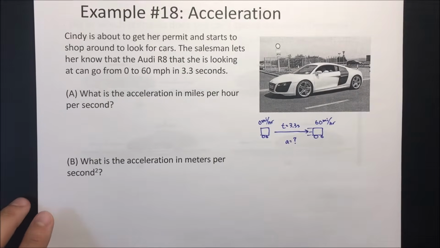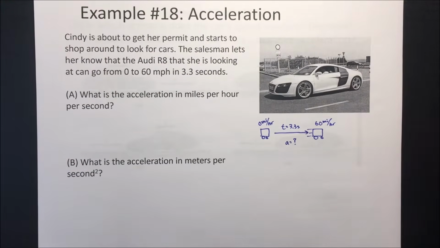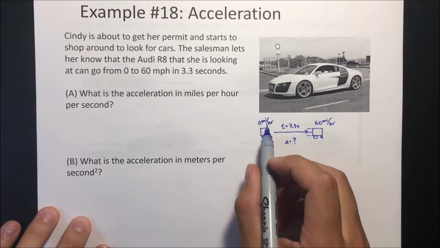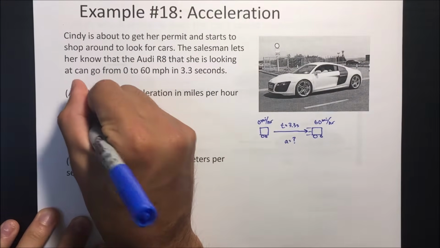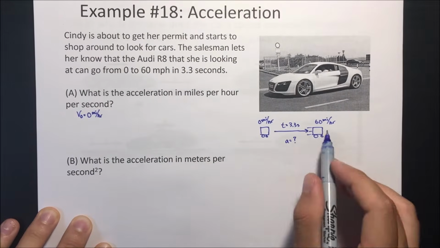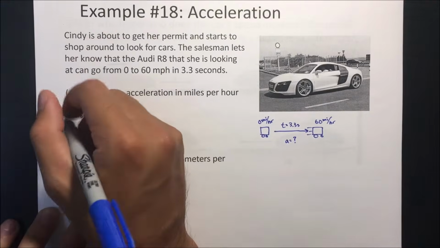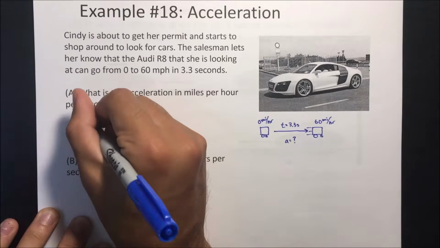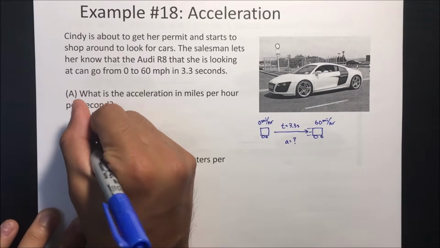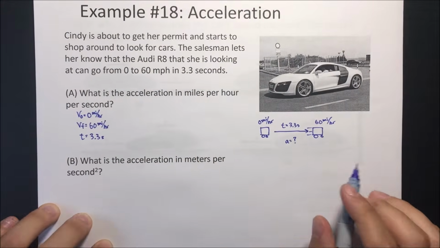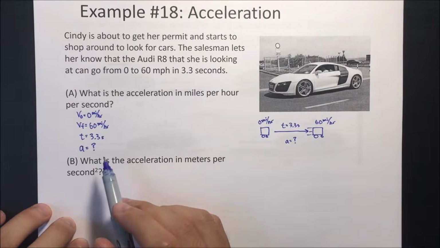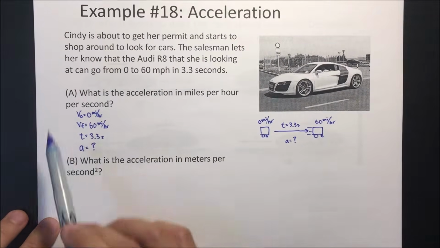So what we want to do with this kind of problem is write down everything we know. It goes from 0 to 60 in 3.3 seconds. So first of all, the initial velocity is equal to 0 miles an hour. The final velocity, it goes from 0 to 60, is equal to 60 miles an hour. And it takes 3.3 seconds to get there. What we are looking for is the acceleration. Once we write this down, we're going to look at a formula sheet to find out the answer.